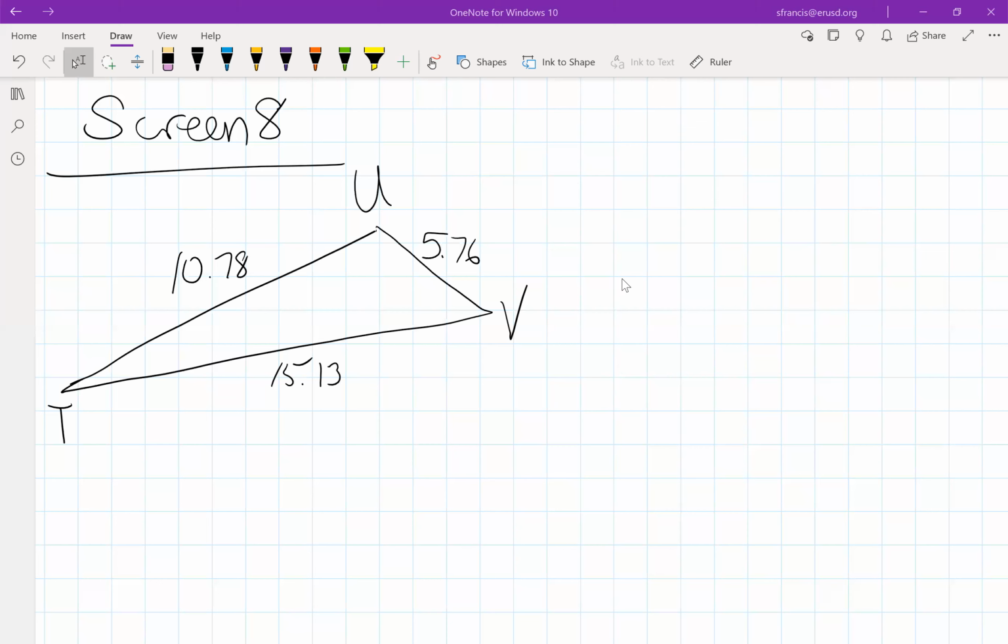There you go, Samuel. Alan, I disagree with your angle T. You're in the ballpark, but you're off just a smidge, just a little. Gabriel, you got angle T correct.